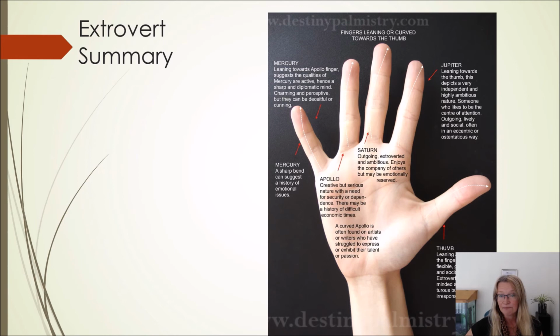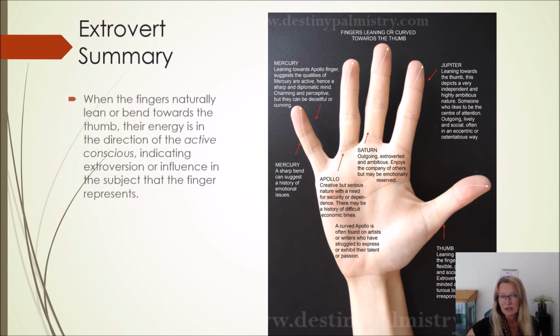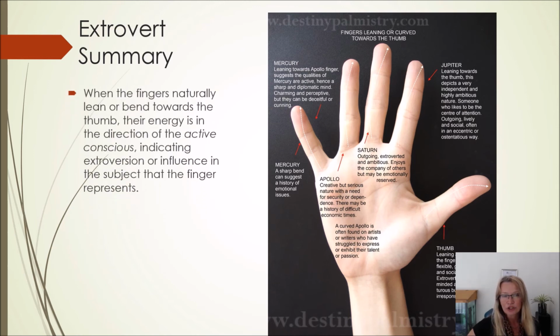With the ring finger, it shows someone creative, but with a serious nature and a need for security and dependence. There may be a history of difficult economic times. So these are all the fingers leaning towards the thumb. And showing extroversion comes from when they lean or bend towards the thumb. The energy is in the direction of the active conscious.